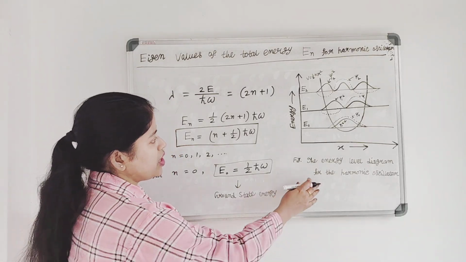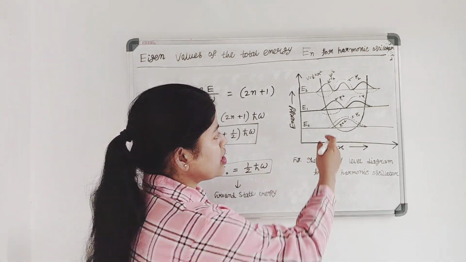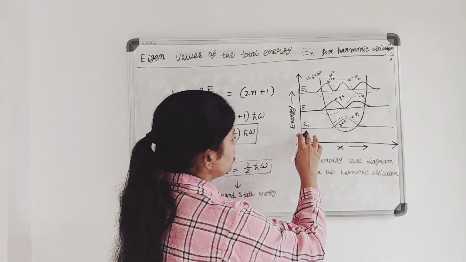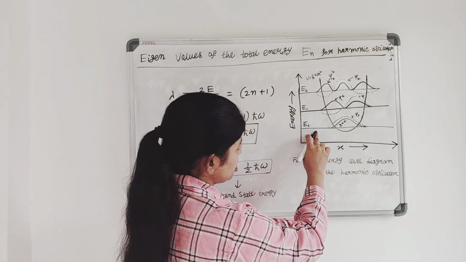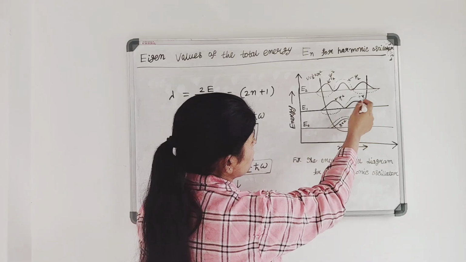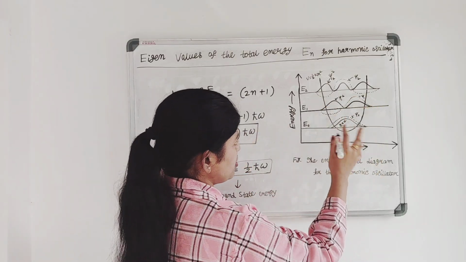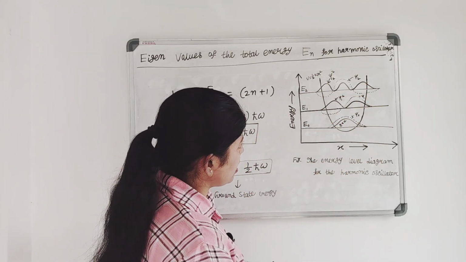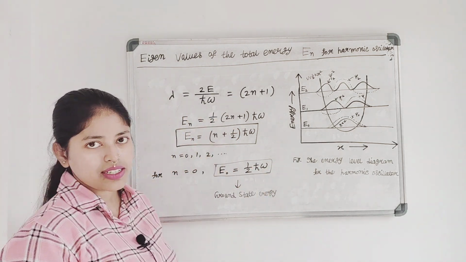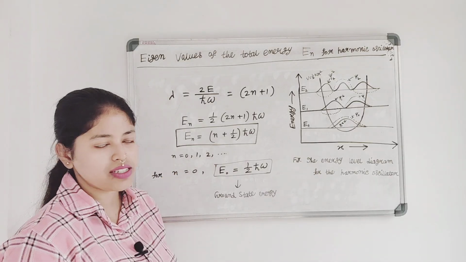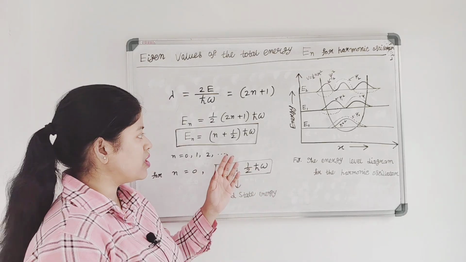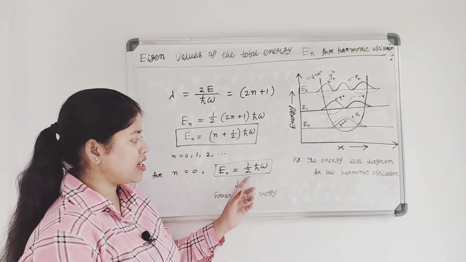The energy level diagram for the harmonic oscillator is this one. Here the dotted lines are the wave functions and this dark line is the probability density of the wave function. For n equals 0, E0 is the ground state energy and its corresponding wave function is psi 0. For E1, the wave function is psi 1 and this is psi 1 square, the probability density. Similarly, for E2, the wave function is psi 2. So this is the energy level diagram of the harmonic oscillator. From the expression of total energy, we can see that the energy levels are quantized because En can take different values depending on n, the energy levels are equally spaced, and there is a non-zero finite ground state energy.